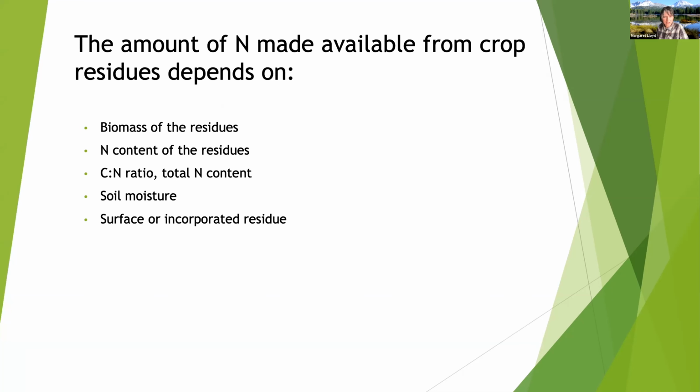So the amount of nitrogen made available from crop residues largely depends on the biomass of the residue. So how much material is out there, the nitrogen content of those residues, and this C to N ratio and total nitrogen content, which is a lot of what Daniel just introduced. And then these factors that are driving and influencing the microbial activity, soil moisture, and whether that material was incorporated or left on the surface. So I'll be going through each of these and discussing how the quantity and quality affects the availability.